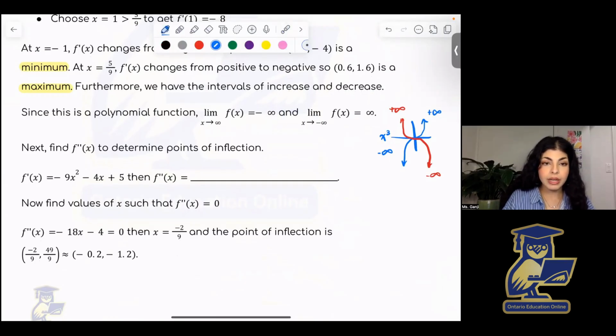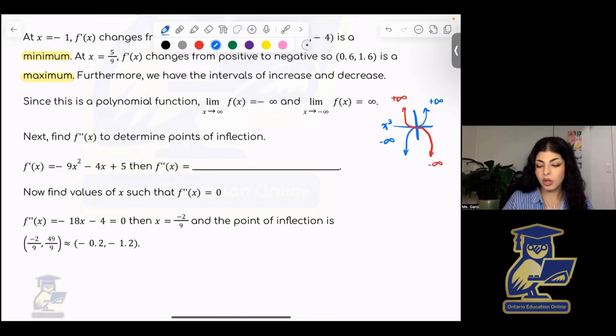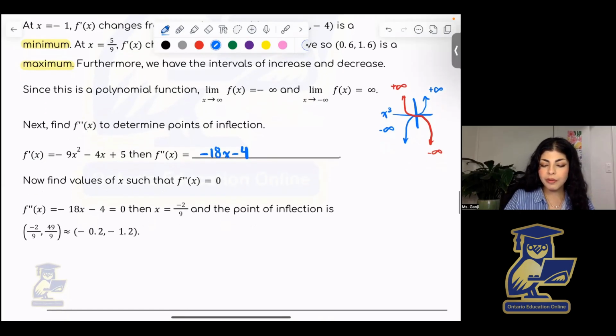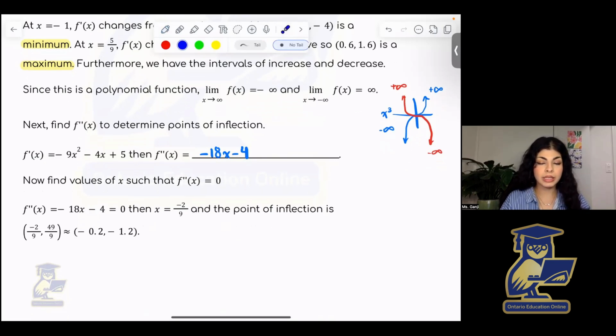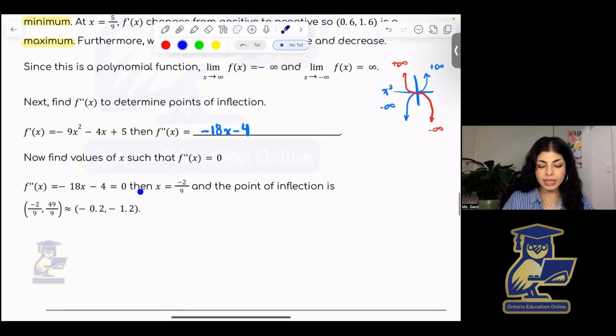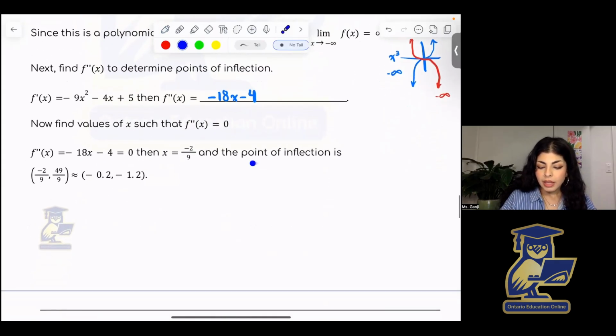Now we find the second derivative to see if we have any points of inflection. And I would expect there, based on just what I know from cubic functions, for there to be a point of inflection. So from the first derivative, we find the second derivative, -18x minus 4. And now we want to find values of x for which the second derivative is equal to 0 to find possible points of inflection. So this second derivative is equal to 0 when x is -2/9. And this one I've approximated here.